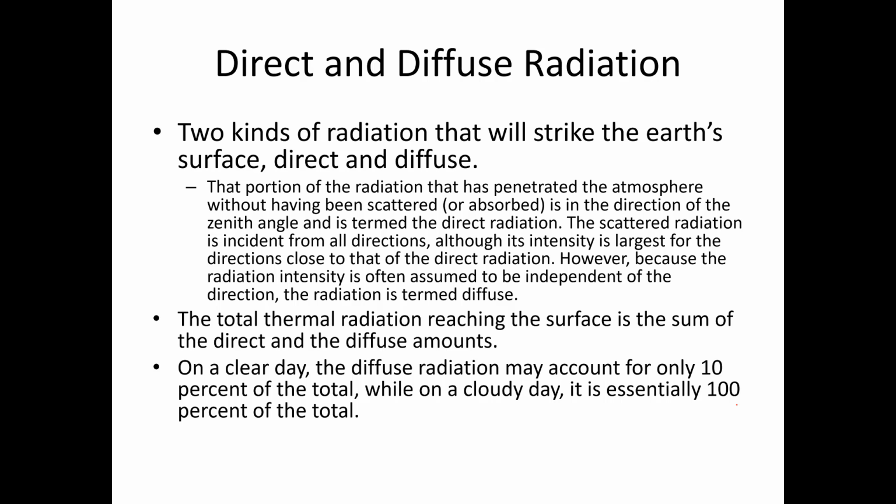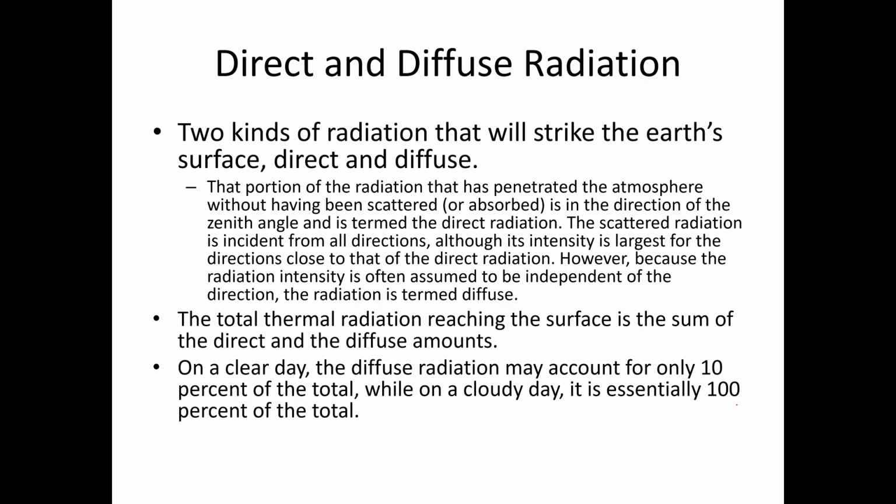The scatter radiation is incident from all directions, although its intensity is largest for the directions close to that of the direct radiation. However, because the radiation intensity is often assumed to be independent of the direction, the radiation is termed diffuse. Basically, there's a portion of the incident radiation that gets scattered through the atmosphere that eventually, when it hits the surface, hits from all directions. So even if the surface is shaded, there wouldn't be any direct radiation, but there still would be diffuse radiation.